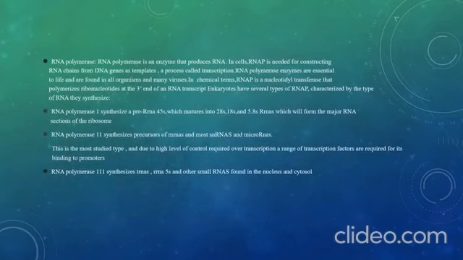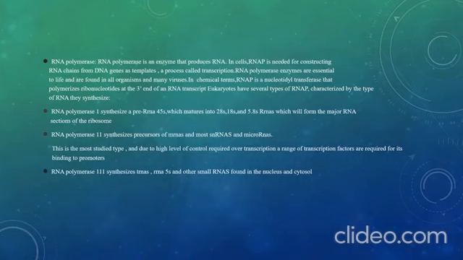RNA polymerase. RNA polymerase is an enzyme that produces RNA. In cells, RNAP is needed for constructing RNA chains from DNA genes as templates, a process called transcription. RNA polymerase enzymes are essential to life and are found in all organisms and many viruses. In chemical terms, RNAP is a nucleotidyl transferase that polymerizes ribonucleotides at the 3' end of RNA.